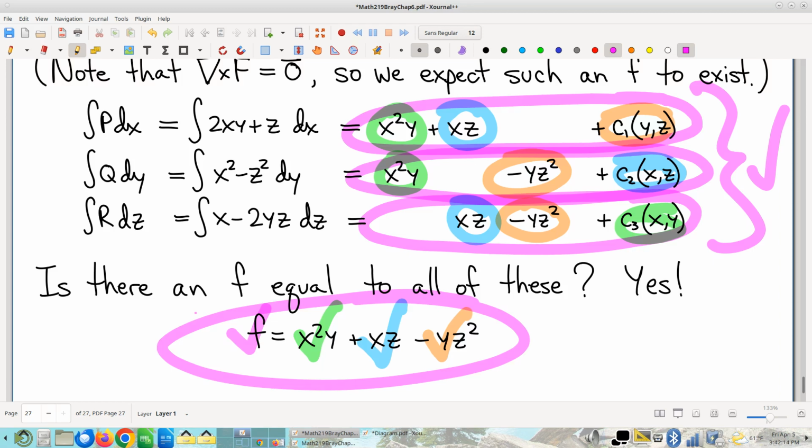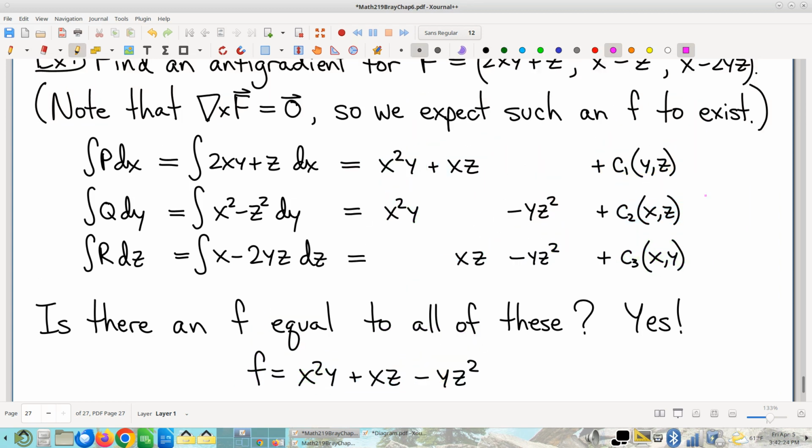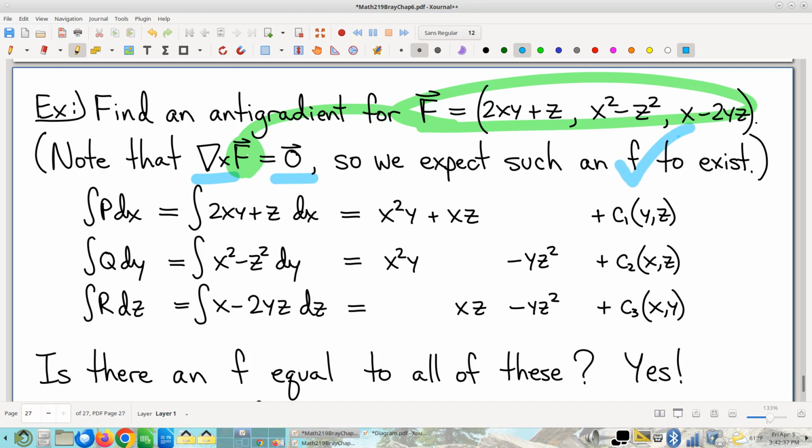Anybody see how that game works? Okay. All right. Now, we won that game. We knew we were going to win. We could have known anyway that we were going to win because our vector field, for which we wanted to find an anti-gradient, as we've already seen, the curl was 0, and that means that there is an anti-gradient. Right? That's from last time, one of our big theorems from last time.